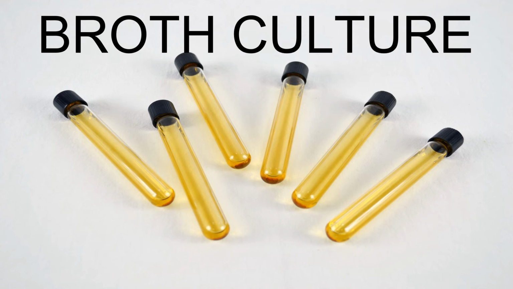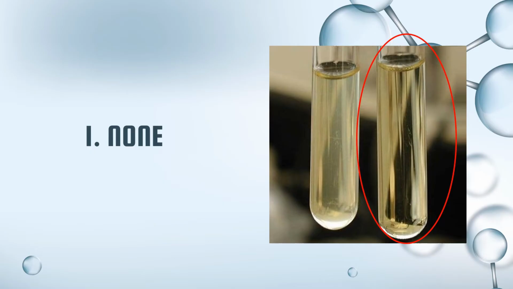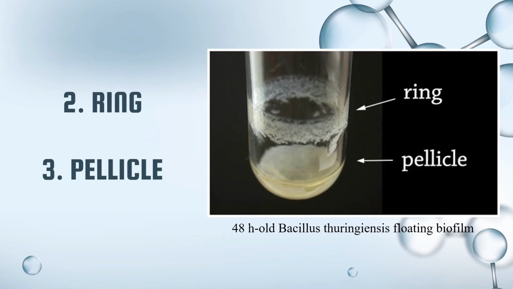Examination of broth culture must include, first, the surface growth. As you can see in the picture, there is no visible growth in here. Next is the ring and pellicle. This is an example of a 48-hour-old Bacillus thuringiensis floating biofilm. The biofilm was formed in a glass tube at 30 degrees Celsius in HCT medium. The culture medium was slowly discarded by pipetting, resulting in a separation of the ring and the pellicle.